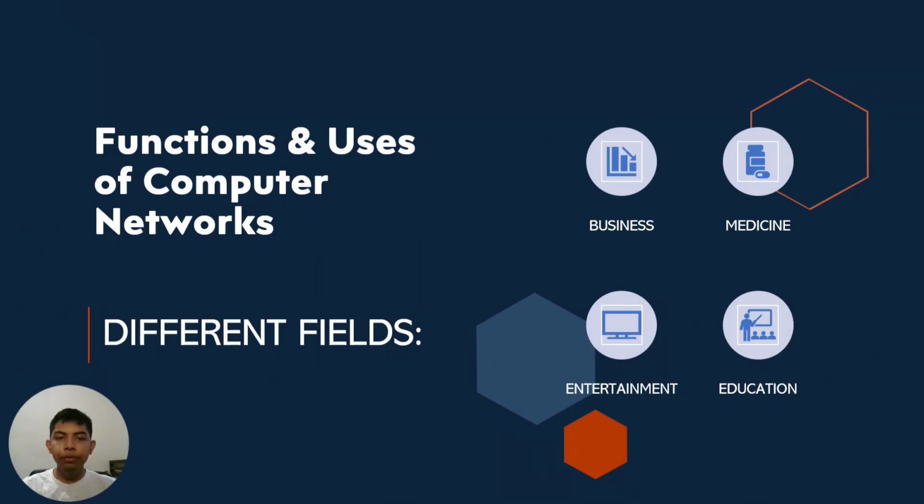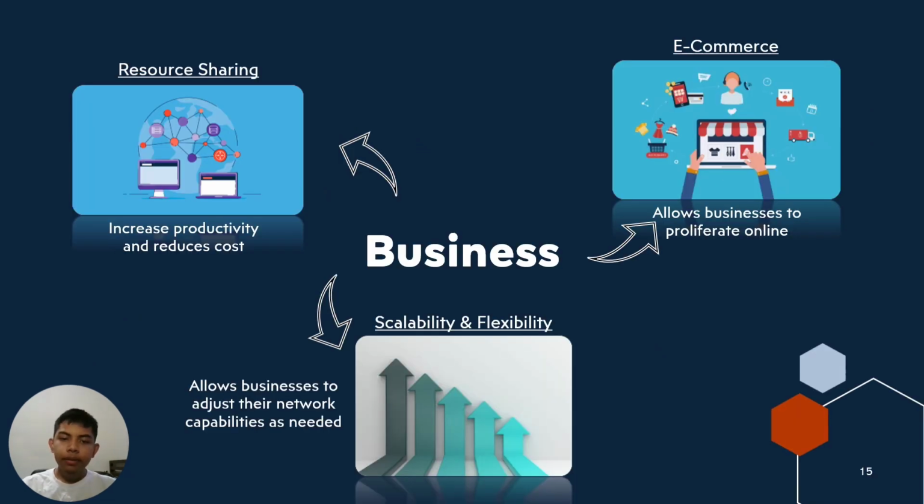Now we move on to the functions and uses of computer networks. So today we're going to take a look at four different fields: business, medicine, entertainment, and education. In business, there's resource sharing where people in a company share printers and devices. It helps to increase the productivity and also reduces the cost of new and unnecessary equipment.